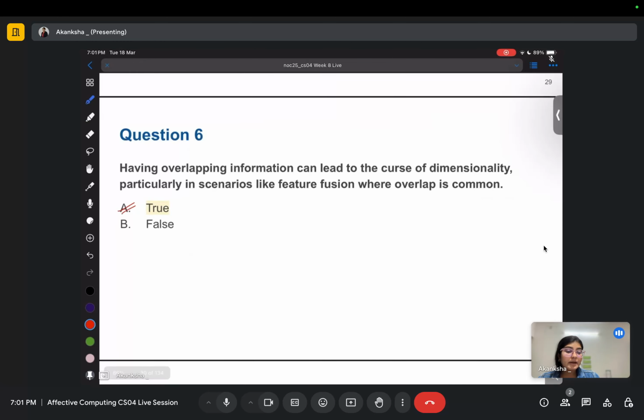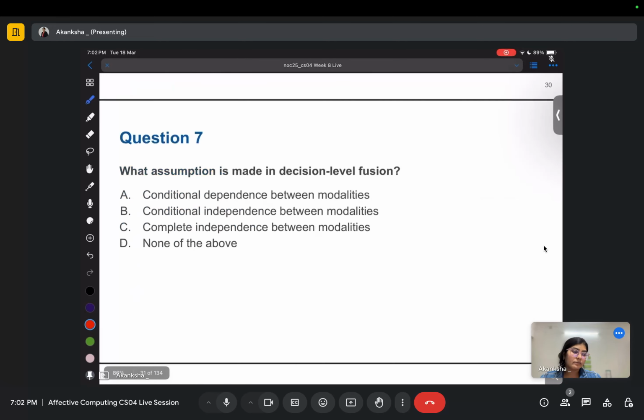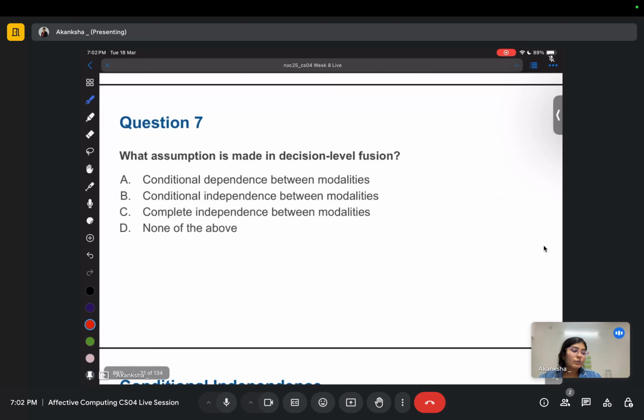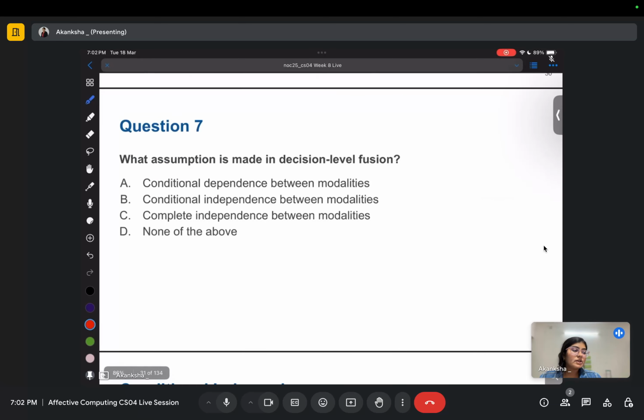So we need to combine some modalities in such a way that they carry complementary information and not the existing information or redundant information. Okay, what assumption is made in decision level fusion?